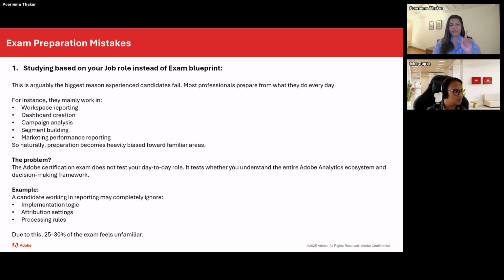So, exam preparation mistake one: never only study for the job role that you're doing. Look at the exam blueprint, which I just took you through. That's how you learn.